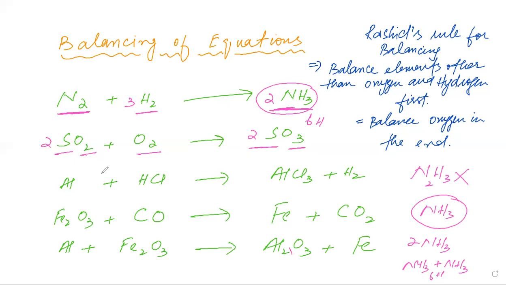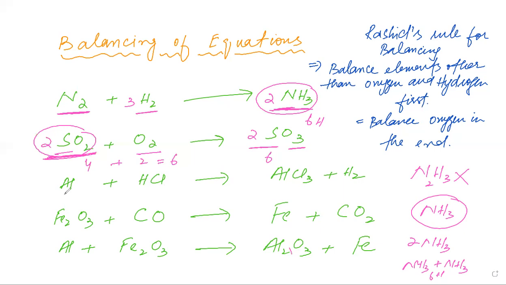So by writing 2 before SO2, number of sulfur atoms have become balanced, and now we shall count oxygen again. 2 twos are 4, 4 oxygen here and 2 oxygen here. Total number of oxygen is 6 at the reactant side and 6 at the product side. So oxygen is also balanced.